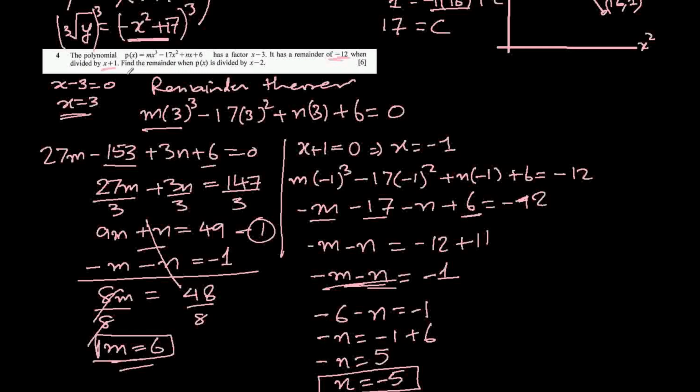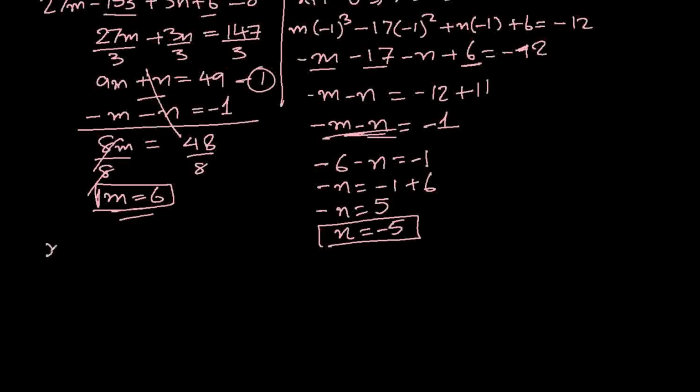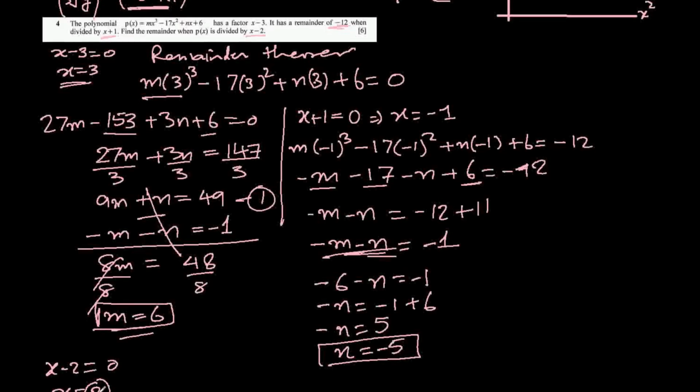They asked to find the remainder when p(x) is divided by x minus 2. So we'll repeat the same thing again. x minus 2 equal to 0, x equal to 2. This is the root, and we have to see if it is actually a root or if it leaves something as a remainder. So what was our equation? m is known to us now, 6. So I'm talking about this main equation.